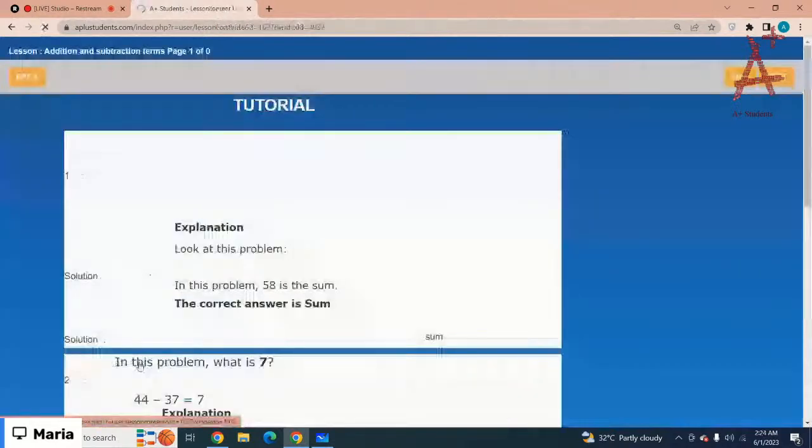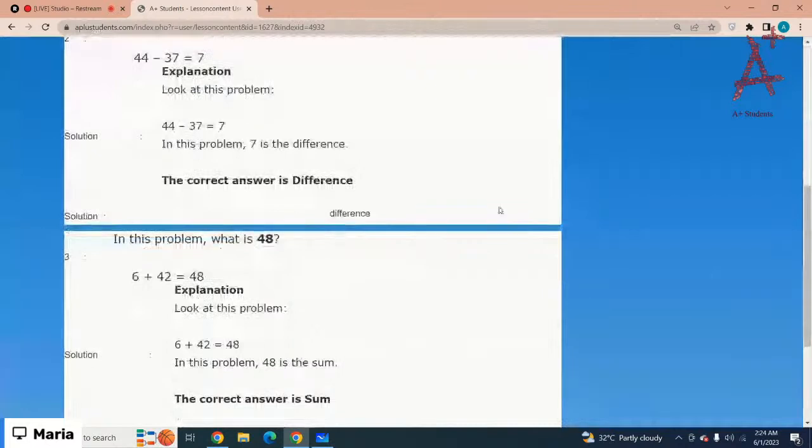Okay, in this problem, what is 58? It would be 36 plus 22 equals 58. 58 is the sum. Here you have 36 and 22, they both are added, and 58 is the sum. When you add two numbers, the answer is the sum of the problem. Got it?